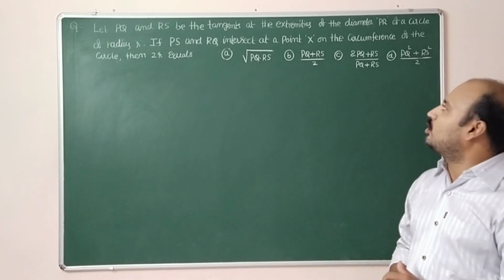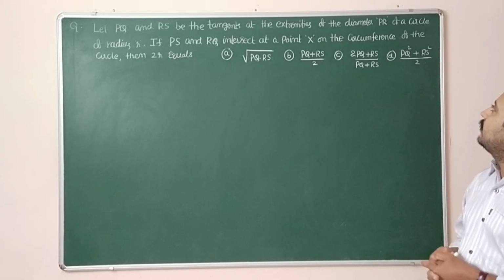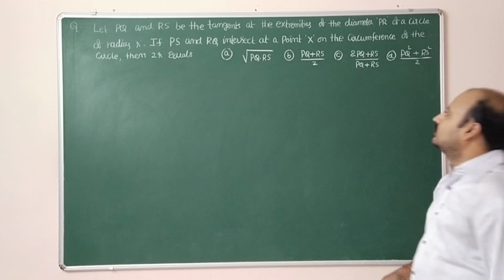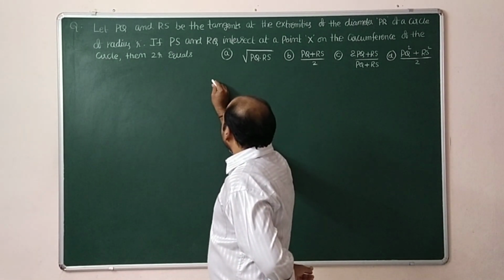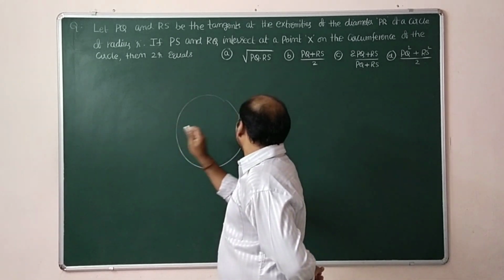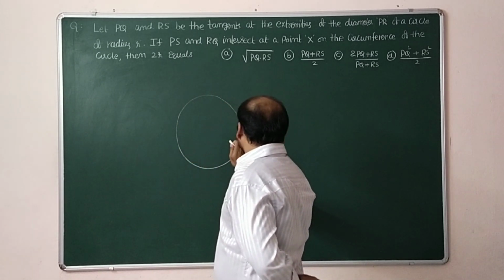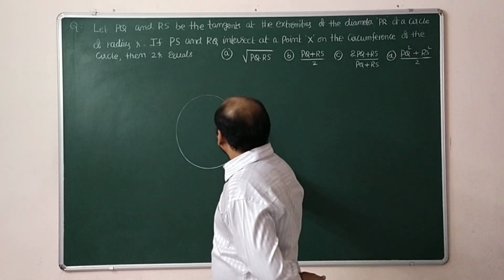So according to the question, you draw the figure. What are the extremities of the diameter? PR is the diameter. So this is the circle equation. So this is the circle.